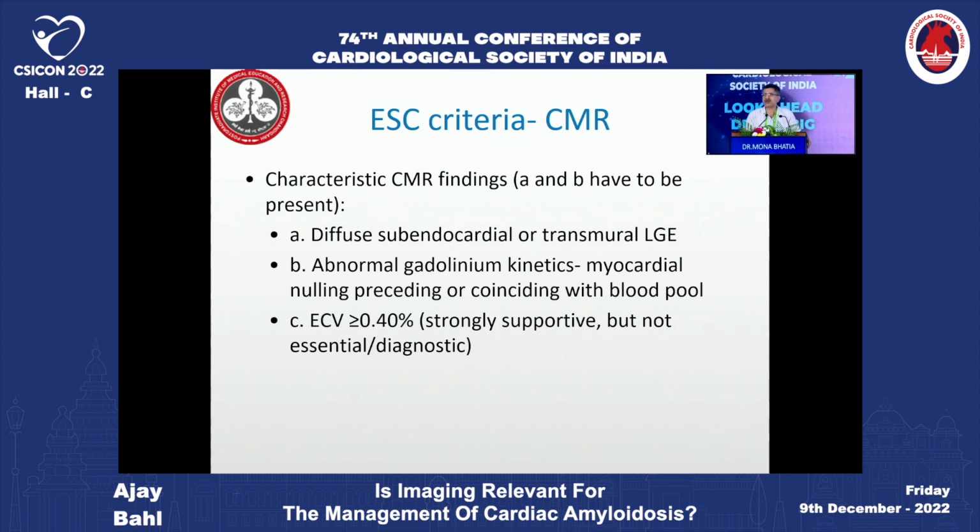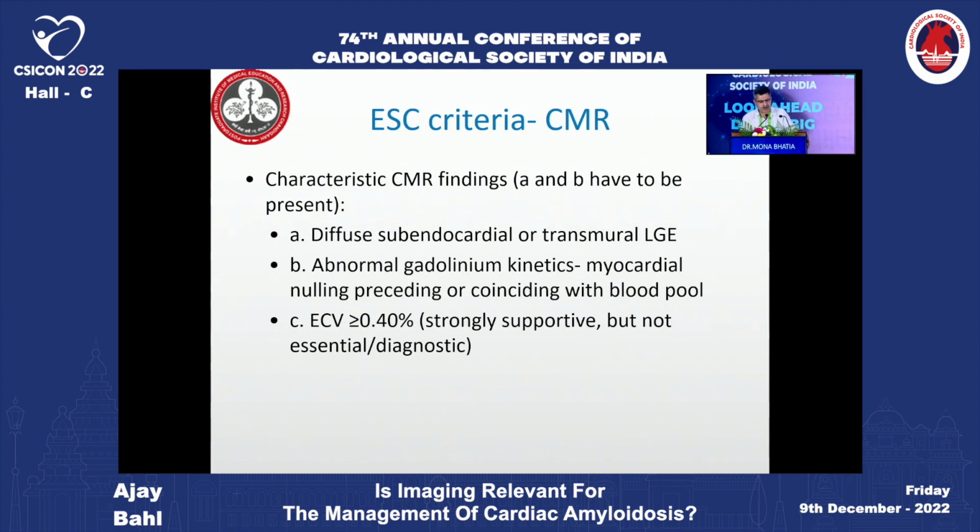MRI is also a useful imaging modality. In our center, usually we insist on a tissue diagnosis. So either we do an endomyocardial biopsy or a FNAC from the abdominal fat pad or a kidney biopsy. Some centers are treating amyloid even based on cardiac MRI imaging, but in our center, we insist on a tissue diagnosis.